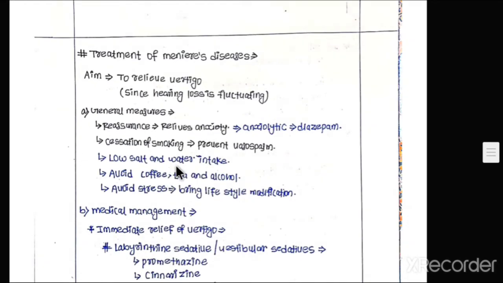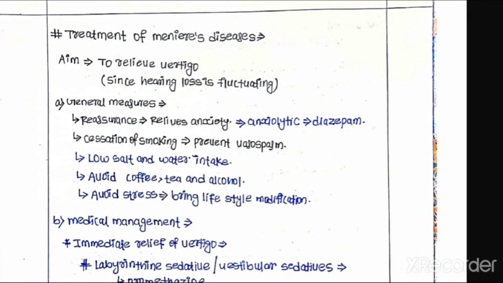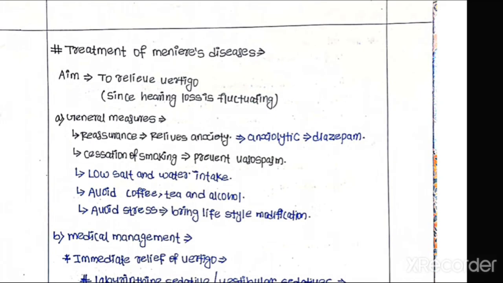Now we study the treatment of Meniere's disease. The main aim of treatment is to relieve vertigo, since the hearing loss is sensorineural hearing loss, which is of fluctuating type. That is, the hearing loss is not present after the attack.